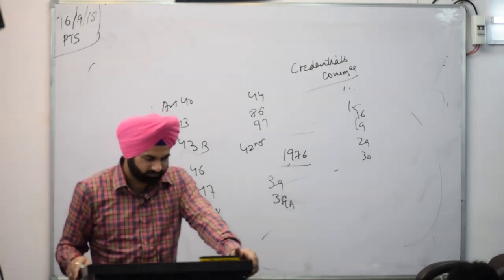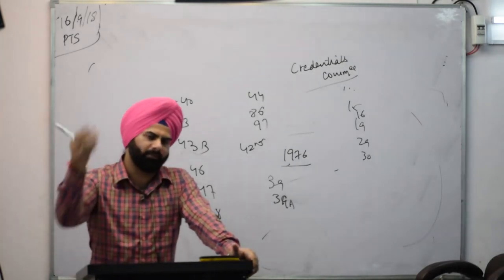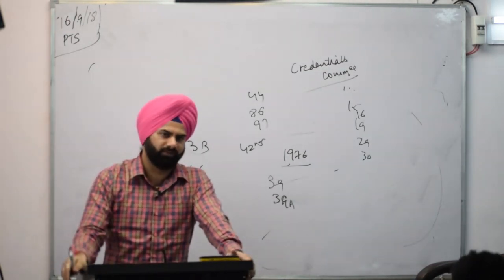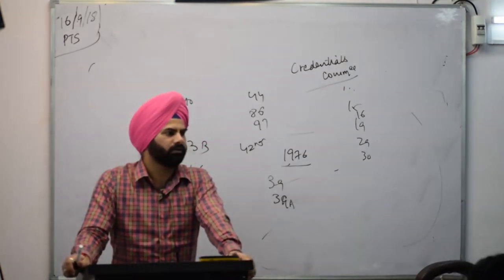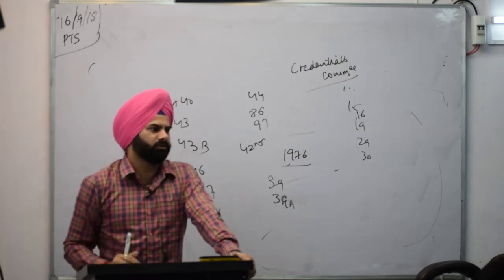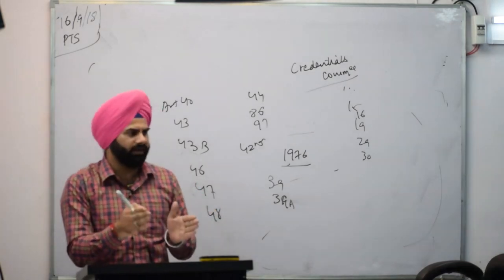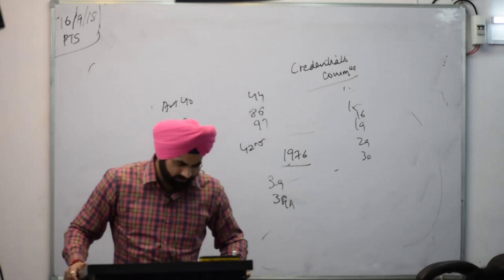Like diarchy at the provincial level, bicameralism at the central level, and direct elections at the local level. Yes, ma'am? No, at which level are you introducing it? You are saying diarchy happened. This is bicameralism. Dividing subjects is a different thing from having two houses. D is the answer for question number 28.